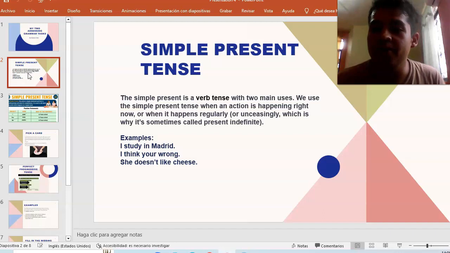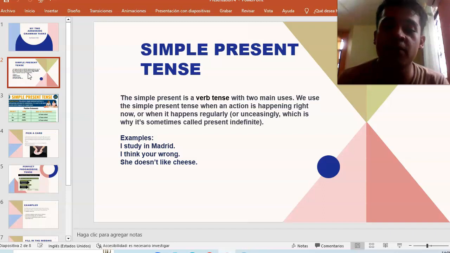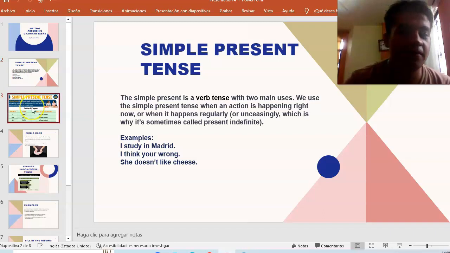Now, the first grammar that I'm going to be talking about is simple present tense. What is simple present tense? Simple present tense is a verb tense with two main uses. We use the simple present tense when an action is happening right now or when it happens regularly or unceasingly, which is why it's sometimes called present indefinite. Here are some examples of simple present tense. I study in Madrid, I think you're wrong, and she doesn't like cheese.